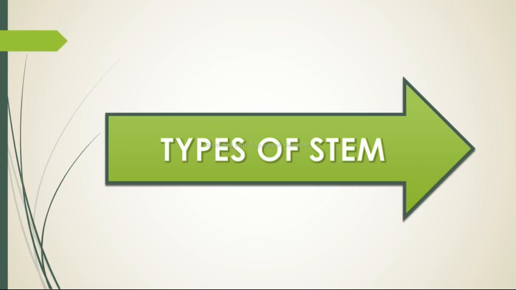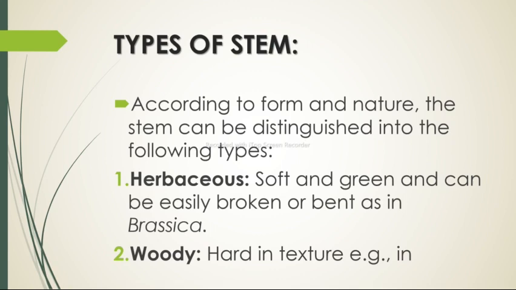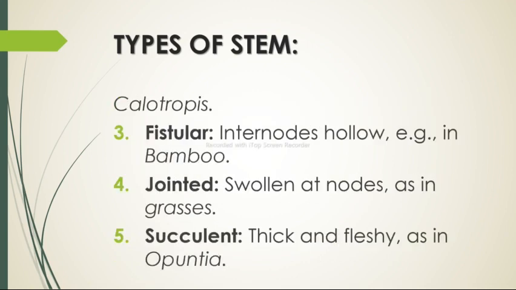Next, I'm going to discuss the types of stem. According to form and nature, the stem can be distinguished into the following types. First type is the herbaceous. Soft and green and can be easily broken or bent, as in Brassica. Second is woody. Hard in texture, for example in Calotropis. Third is fistular. Internodes hollow, for example in the bamboo. Fourth is jointed. Swollen at knots, as in grasses. Fifth is succulent. Thick and fleshy, as in Opuntia.